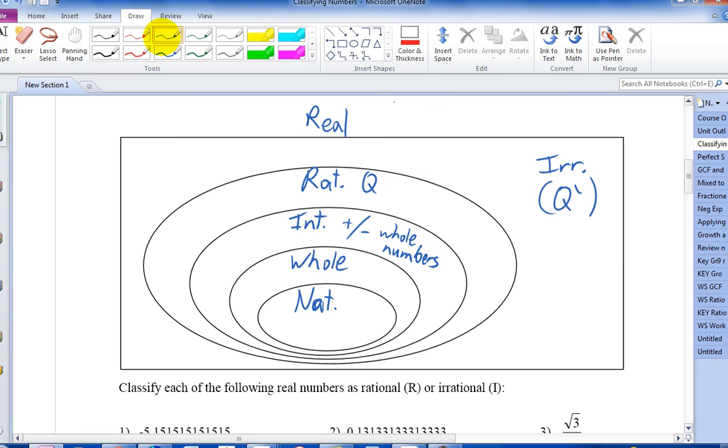But then for our rationals, we start to get into anything that could be a fraction. And of course, fractions we turn into decimals. So they're not given any special name. We just call them rational numbers.